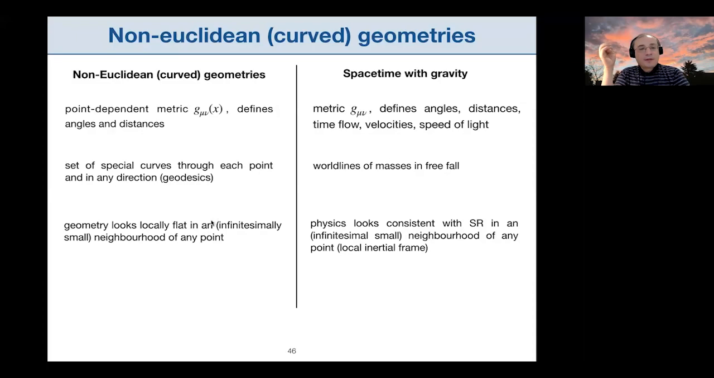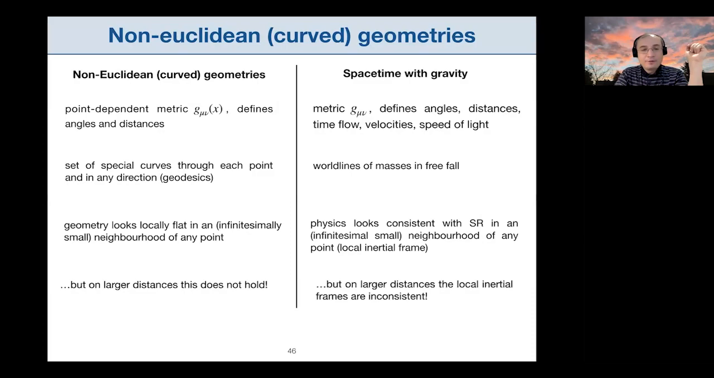Any non-Euclidean geometry looks locally flat in an infinitesimally small neighborhood of any point. On the other hand, we also noticed from the weak equivalence principle that physics looks consistent with special relativity in an infinitesimally small neighborhood of any point, or in any local inertial frame. So there is a direct analogy. There is a way to look at any geometry in a small neighborhood as being very close to a flat one. And there is also a way to look at the physics around any point in the spacetime in which physics looks pretty close to special relativity if the region we consider is small enough. However, this doesn't hold on larger distances.